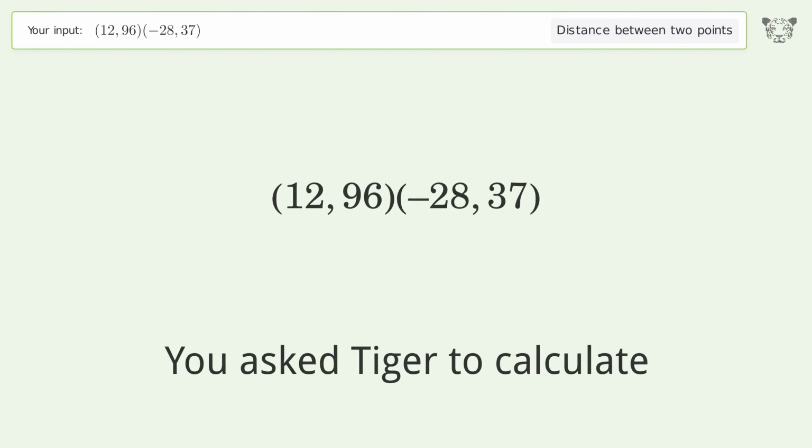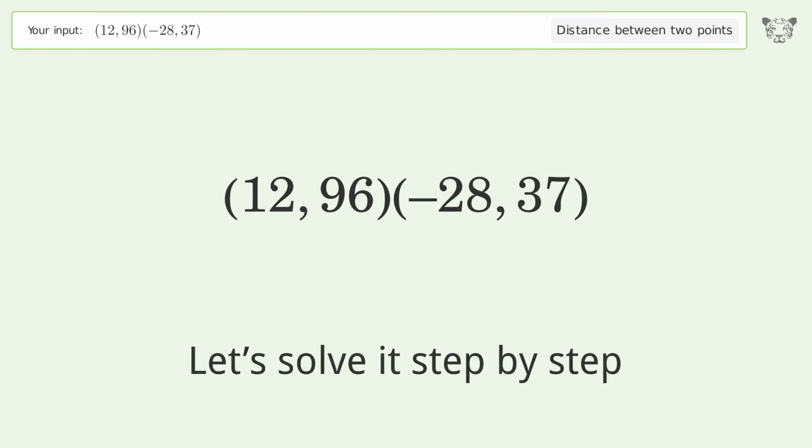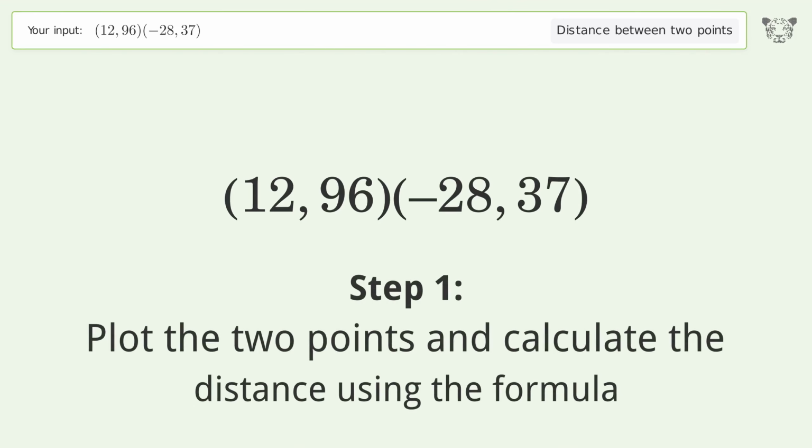You ask Tiger to calculate the distance between 2 points. The distance between the 2 points is the square root of 5081, or 71.281. Let's solve it step by step. Plot the 2 points and calculate the distance using the formula.